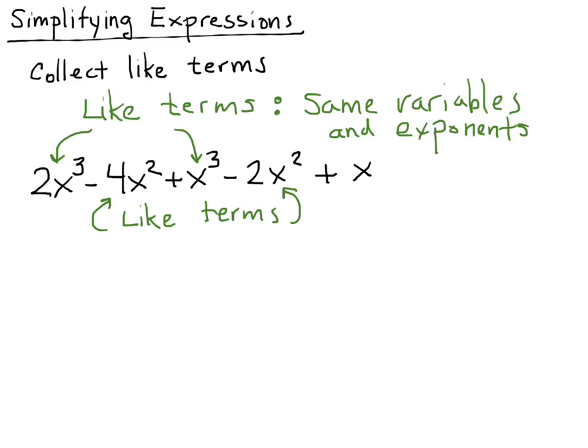So if we have an xy, that is a distinct term from anything that involves just x or just y. And so what we want to do with the like terms is we want to add or subtract the coefficients depending on their sign, and we can simplify this expression. So in this case we have the 2x cubed plus the x cubed, so we add 2 plus 1 is 3, so we got 3x cubed. Then we have -4x squared and -2x squared. Add the -4 and the -2 and we get -6. The x at the end is the only term like itself, so that just rides along.